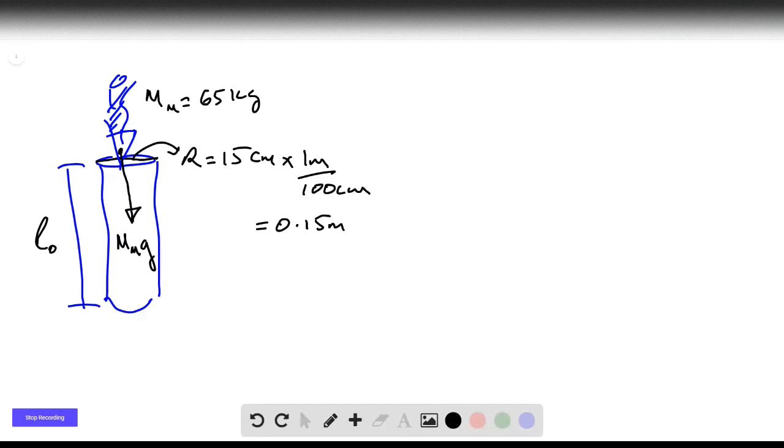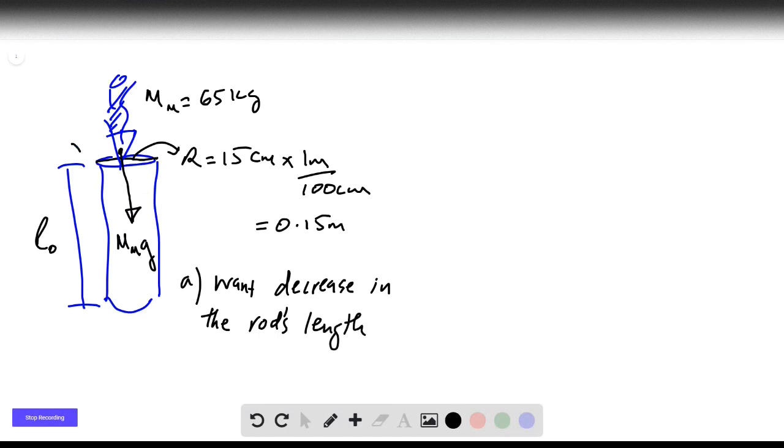And in part A, we want to find the decrease in the rod's length when the man steps on it. So there's a compression going on because there's a surface there that's stopping the rod from going all the way inside the ground. So that compression is going to lead to a decrease in the rod's length, and that decrease, we're calling it delta L.